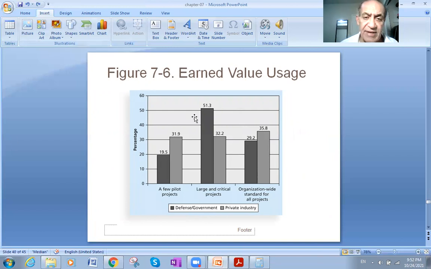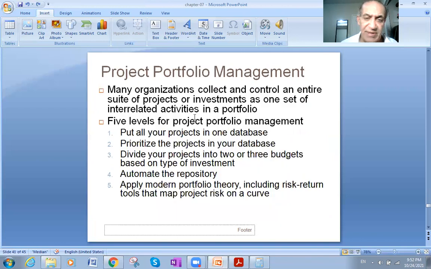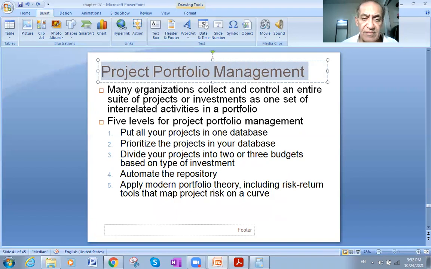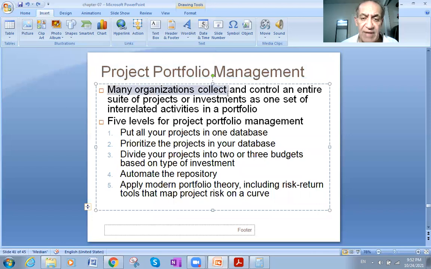These show the earned value method. I don't think we need it so much. The project portfolio management. Many organizations collect and control an entire suite of projects or investments as one set of interrelated activities in a portfolio.